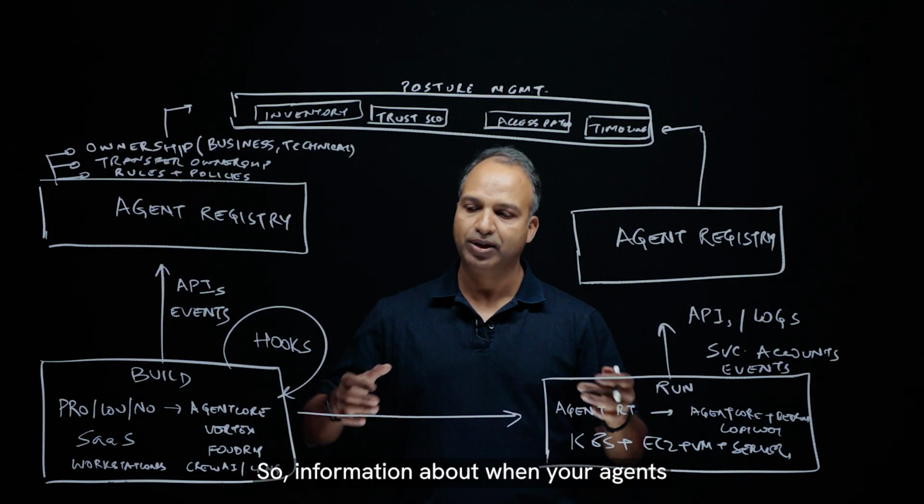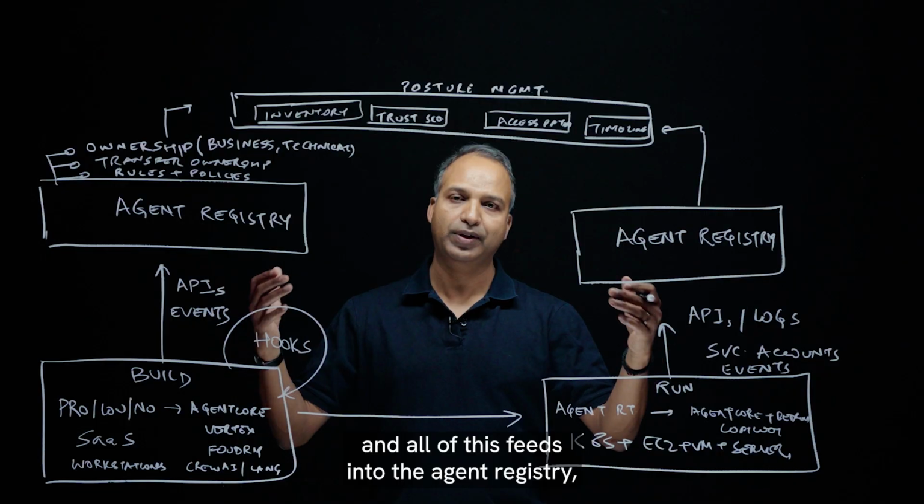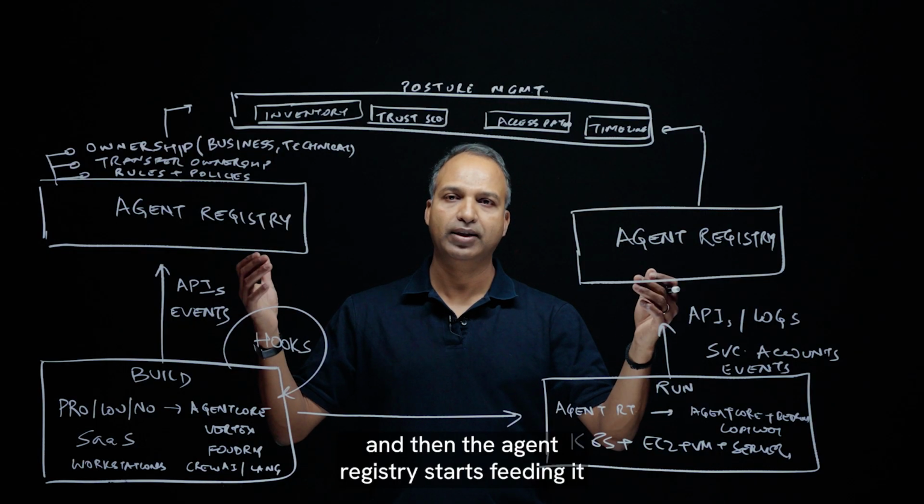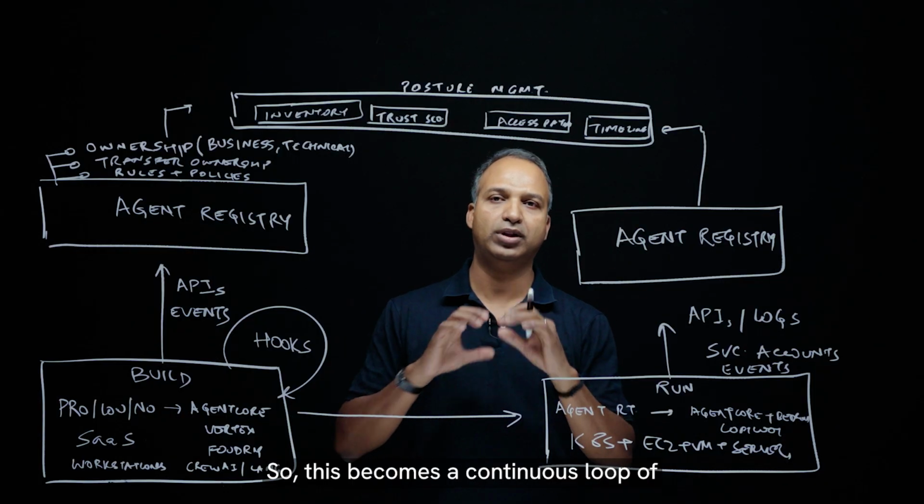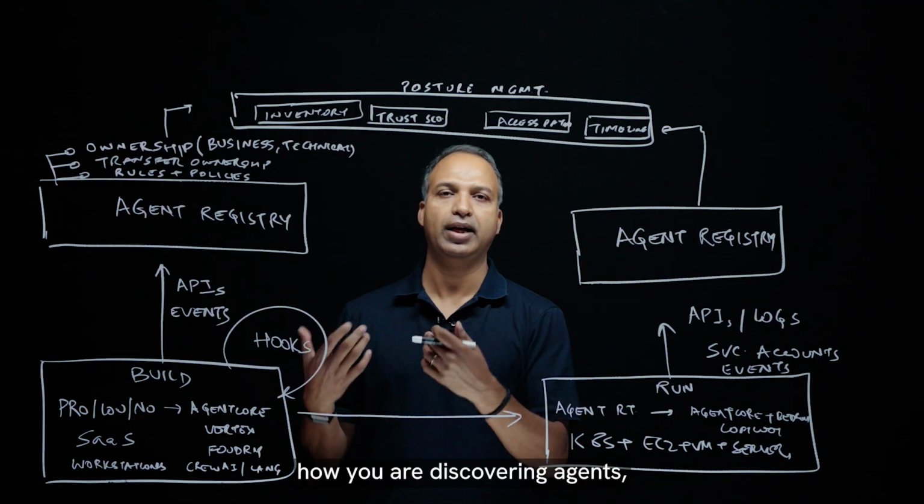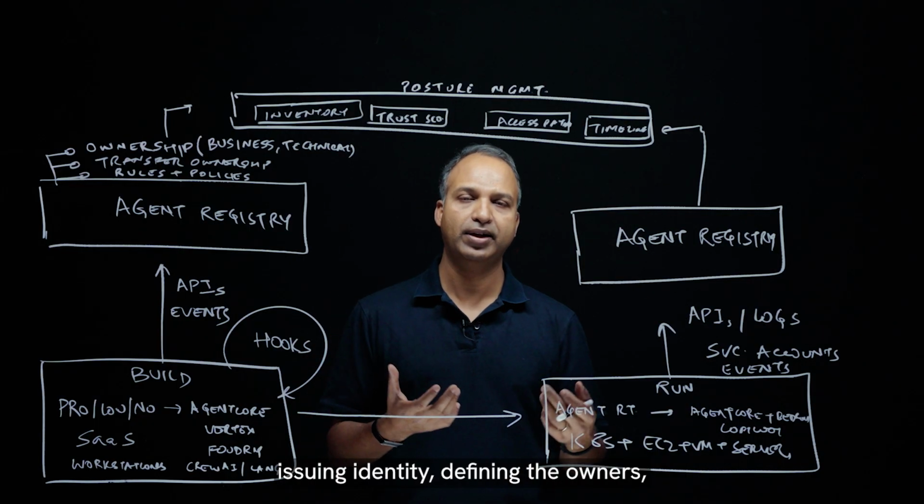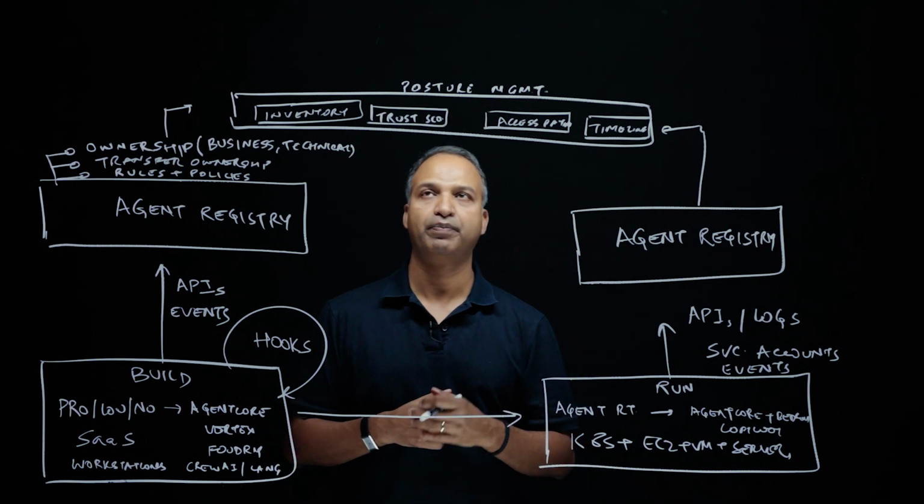So, information about when your agents are getting registered, and all of this feeds into the agent registry, and then the agent registry starts feeding it into your posture management. So, this becomes a continuous loop of how you are discovering agents, issuing identity, defining the owners, and then feeding that into your continuous posture management.